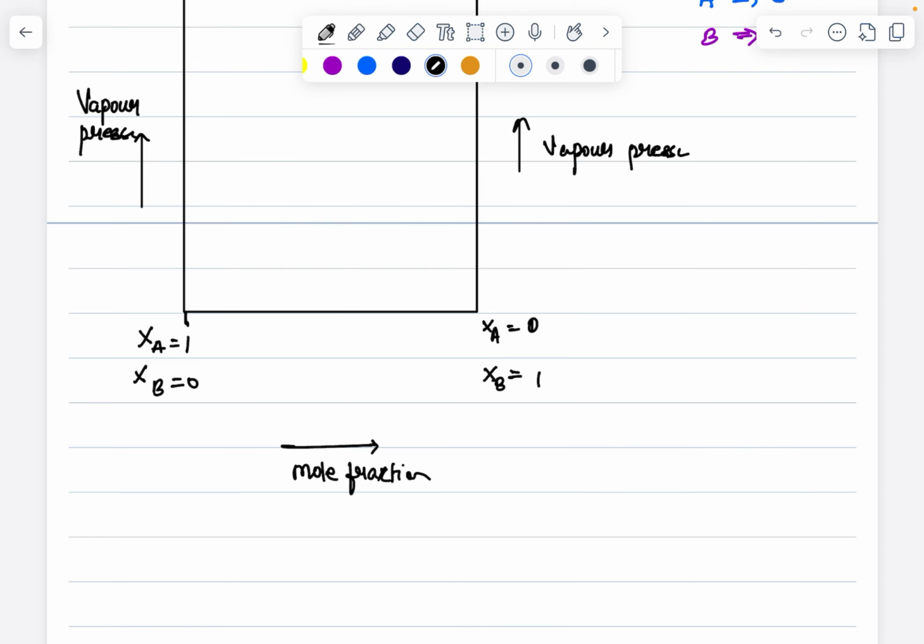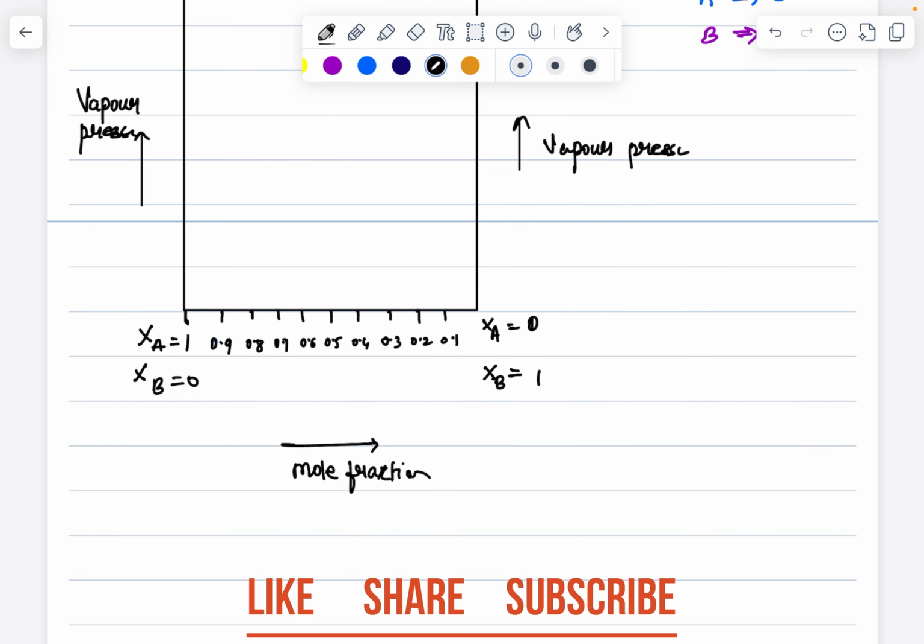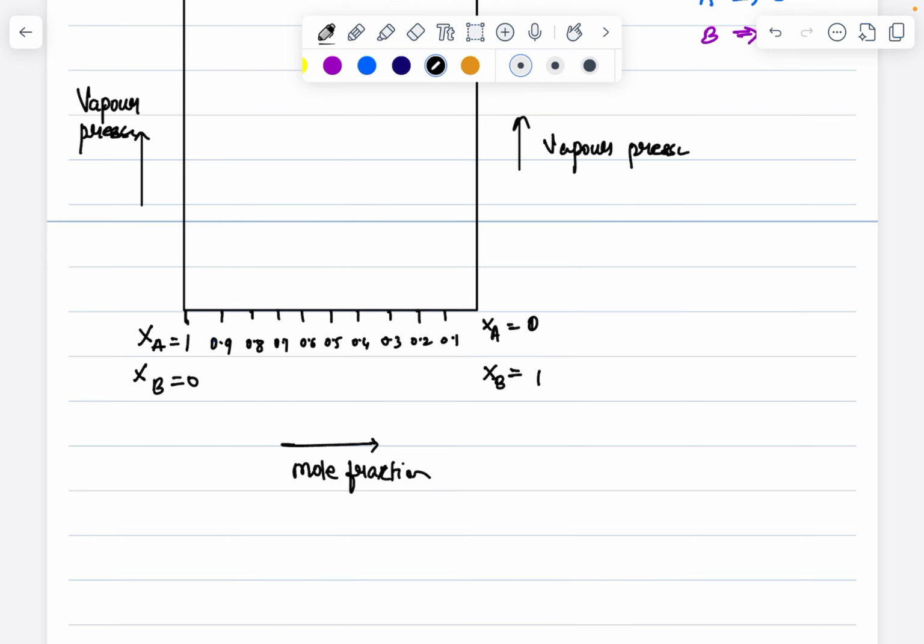So over here let's say I will do some grading. 1, 2, 3, 4, 5, 6, 7. Okay, so let's say over here this is 0.9, 0.8, 0.7, 0.6, 0.5, 0.4, 0.3, 0.2, 0.1, and this is 0, right? So over here the total sum of the mole fractions should be equal to 1. If this is 1 then this is 0.